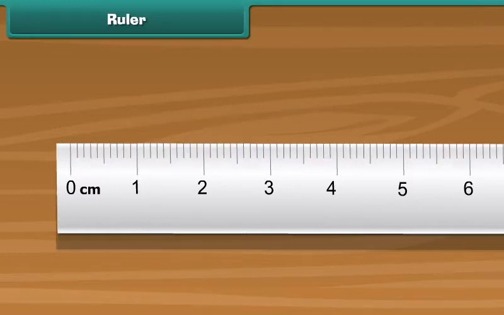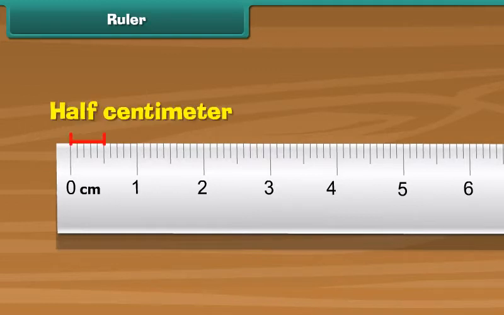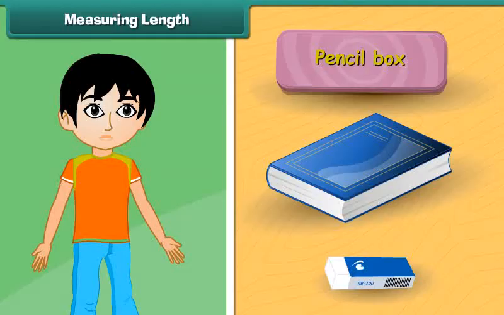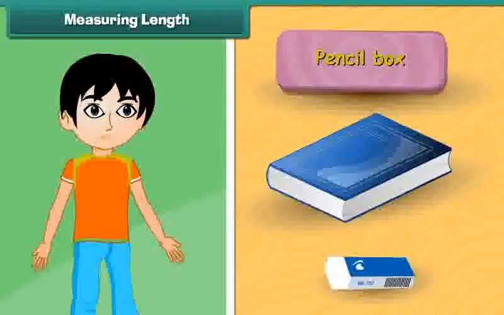Now we will learn to read a scale. Example. This is 2 centimeters. This is half a centimeter. Similarly, this is 4.5 centimeters. Ruku wants to measure the length of different objects. Will you help him? Click on each object to measure its length.